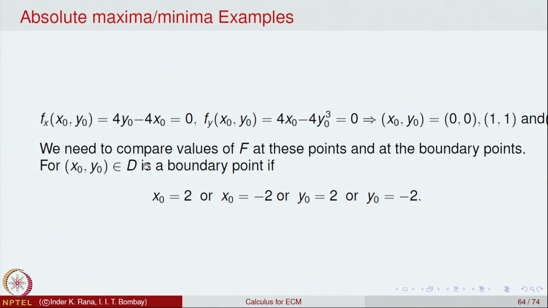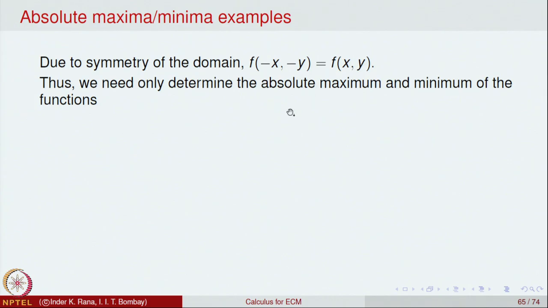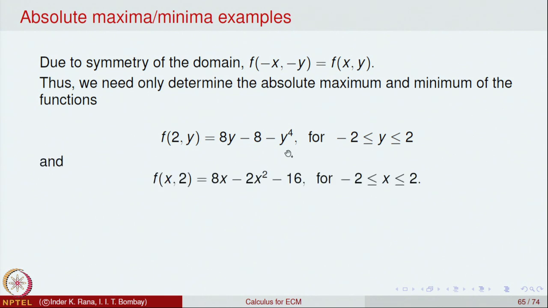On a boundary point, x is equal to 2 or x is equal to minus 2, or y is equal to 2 or y is equal to minus 2. When we put these values in the function, note that the function is symmetric with respect to x and y. So, we only have to find f(2, y). That is a boundary point where x is equal to 2, a vertical line, and y goes between minus 2 and 2. So, it is a function of one variable, and similarly for f(x, 2) when y is equal to 2, a line at the top, with x varying between minus 2 and 2.